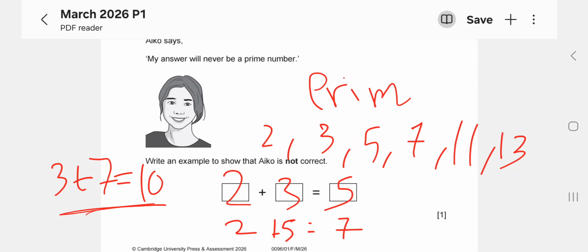So when we add prime numbers, sometimes we get even, sometimes we get a prime number, and sometimes we don't get a prime number. It depends on the numbers themselves. So it's not a rule. It's not always that I will never get a prime number. No, this is not never. Sometimes you'll have a prime answer, sometimes you'll have a composite answer.